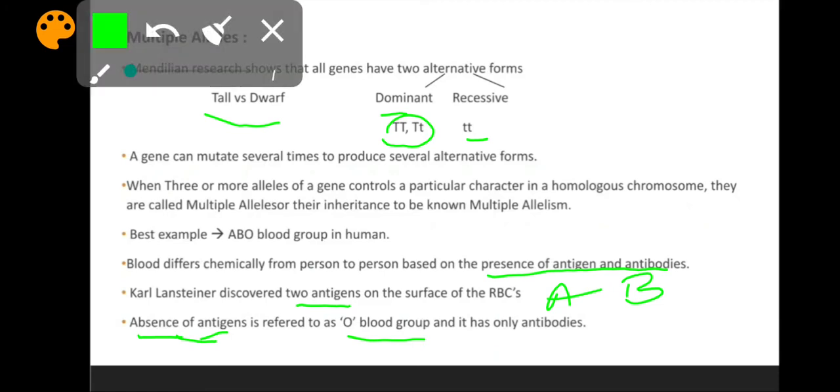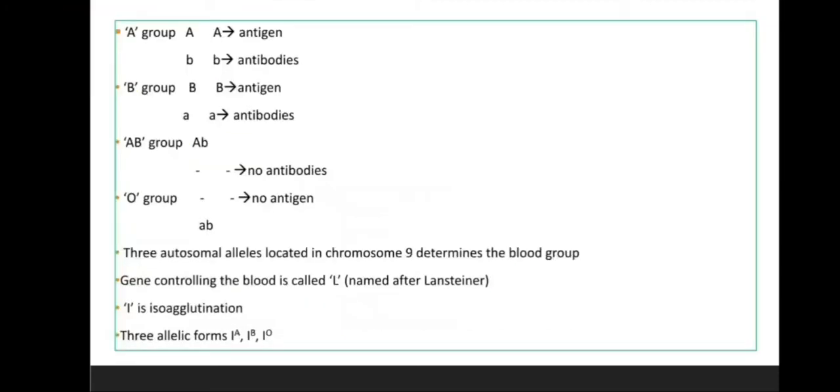There are only antibodies in that case. A blood group person has A antigen and B antibodies. B blood group person has B antigen and A antibodies. In AB group, both A and B antigens are there, with no antibodies. In O group, there is no antigen, only A and B antibodies.